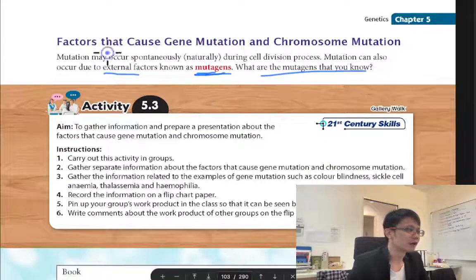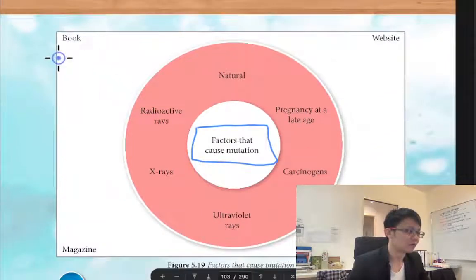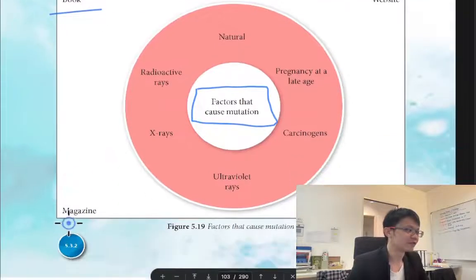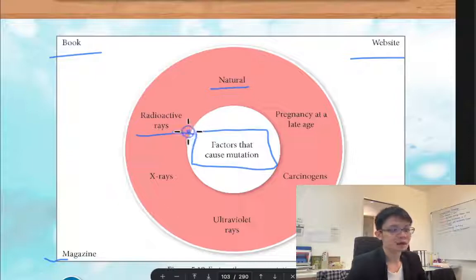Okay, so what are the things that cause mutation? So you can see from the book, magazine, you can find your information. Very good lah. This one that you ask student to do. Find the book, magazine, website, and maybe your teacher and friend. So sometimes it's natural, sometimes it's radioactive ray. Radioactive ray like the nuclear ray that cause mutation.